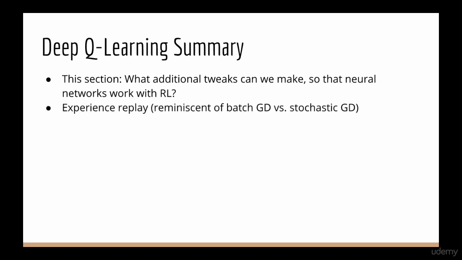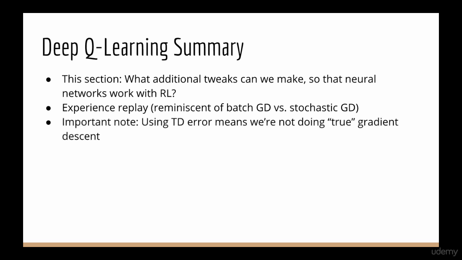There's experience replay. This should remind you of batch gradient descent, where instead of stochastic gradient descent, where we just look at one sample at a time, we look at a bunch of samples that we collected from the past. It's important to note that we always sample from the most recent set of experiences. The reason we want to do this is because when we use the TD error, we're not doing true gradient descent. We're only doing an approximation of gradient descent.